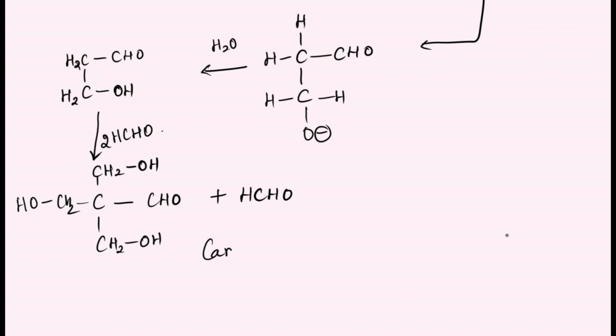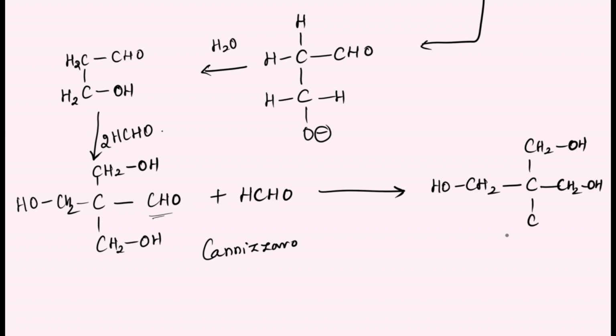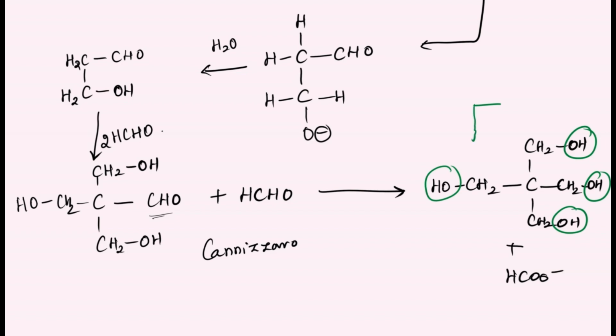It is undergoing Cannizzaro again. So Cannizzaro means, of course, oxidation and reduction happens. So this part will become C with four CH2OH groups, along with formaldehyde as HCOO minus. So this is the end product. Here I am having how many OH groups? 4 OH groups. You can write this fancy stuff like this.